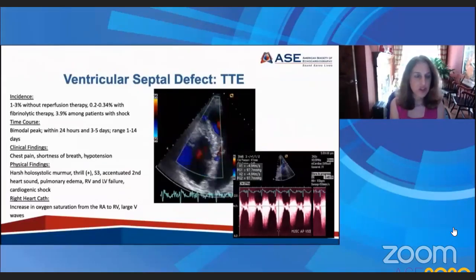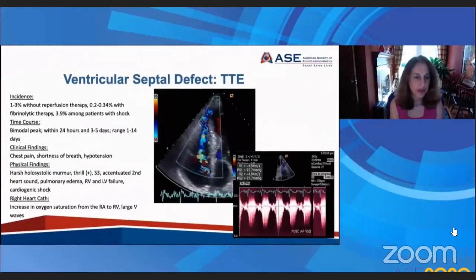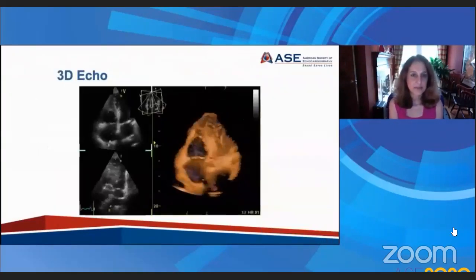Of the patients who present in shock, about 3.9% of them will have a VSD. It also has a bimodal time course similar to the ruptured papillary muscle. And clinically, patients present with chest pain, shortness of breath, and hypotension. On physical exam, there's a harsh holosystolic murmur with a thrill, an S3, an accentuated second heart sound, pulmonary edema, biventricular failure, and cardiogenic shock. On the right heart catheter, there is an increase in oxygen saturation between the RA and the RV and large V waves. Next slide, please.